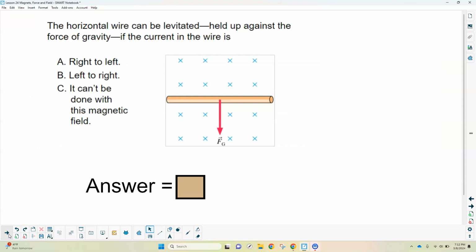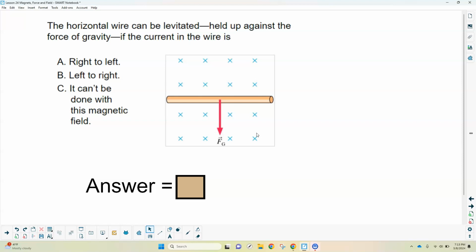Okay. So let's try this one. This one's a little trickier, but I think you'll get it. So it says the horizontal wire can be levitated, which means float, or held up against the force of gravity if the current in the wire is in which direction. So we're trying to figure out that. So gravity is trying to pull this wire down, and we're going to use the current in the wire and the magnetic field to hold it up. So what way do we need the force to go? We need our force to be directed up. So our palm should be pointing up towards the top of the page.